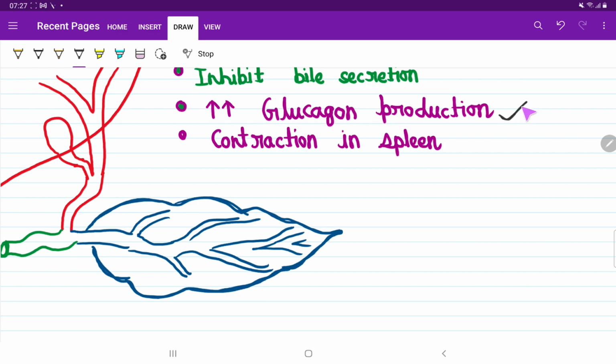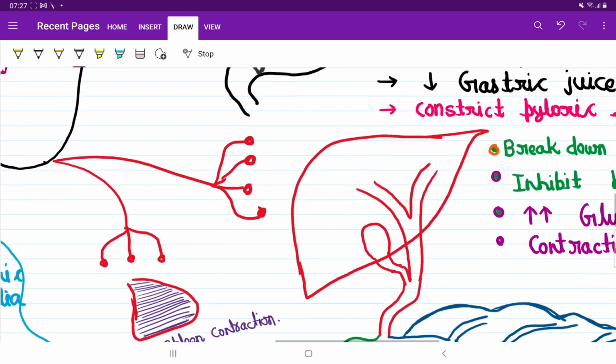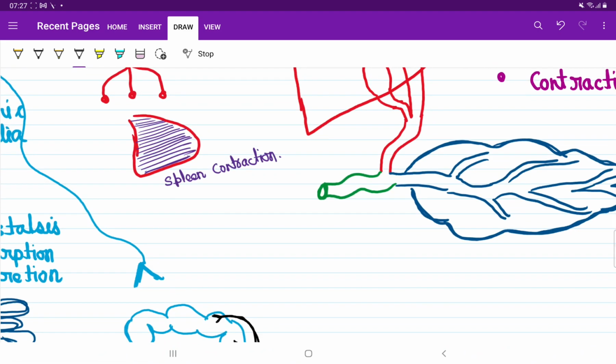What will be the effect of the glucagon production? More glucagon, high level of glucose in blood. And not only that, they have a little effect on the spleen also. They cause contraction in the spleen.